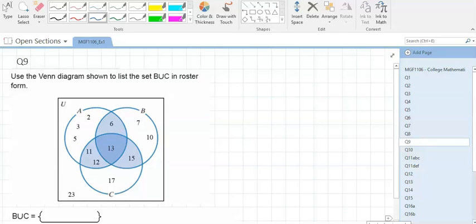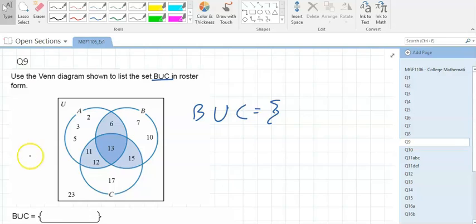Number 9. Again, same idea, but this time they've already made the Venn diagram for us. Yay. So what we want to know is the answer to this. Not very difficult. There's no parentheses, there's no complements. You're just talking about B union C. And again, union means give me everybody in them. So I want all the numbers in B and C. So tell me what they are.